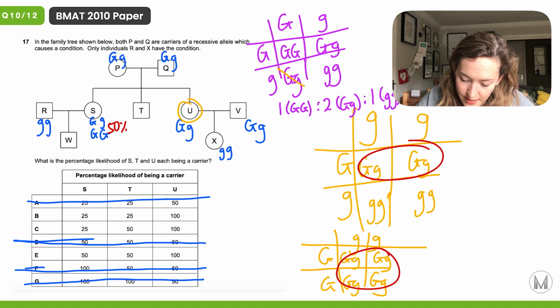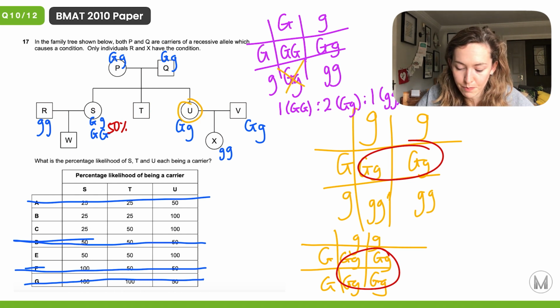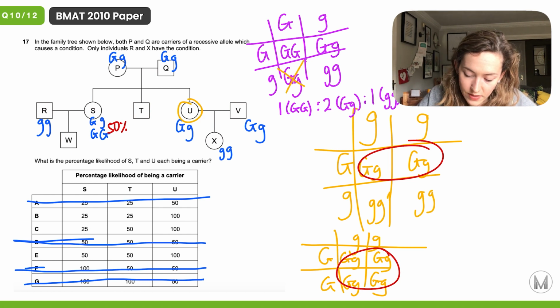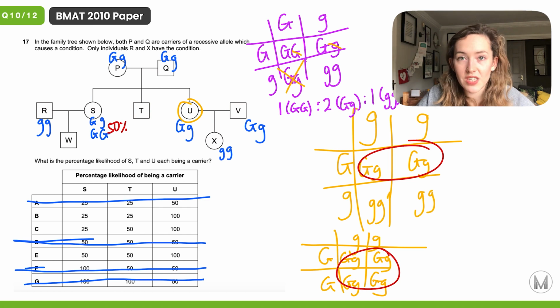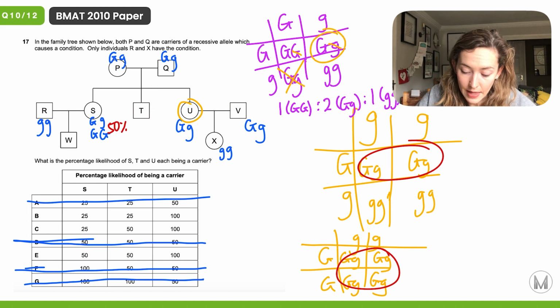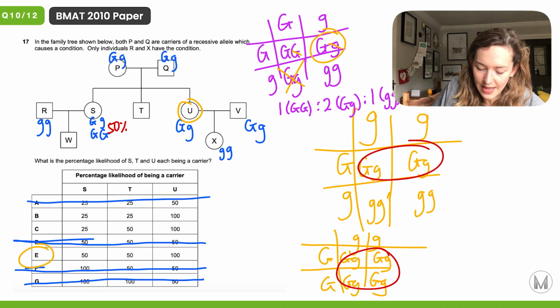So U is definitely going to be one of my bigger case and lower case. We've got S, which has the option of being one of these or one of these. We know T doesn't have the condition, so it's reasonable that we've got a 50% chance of T being a carrier. So my answer is E.